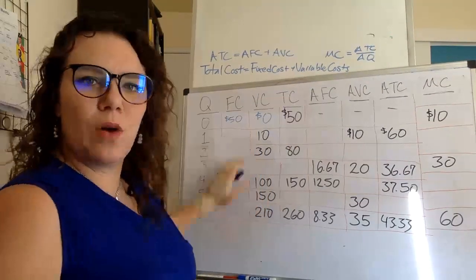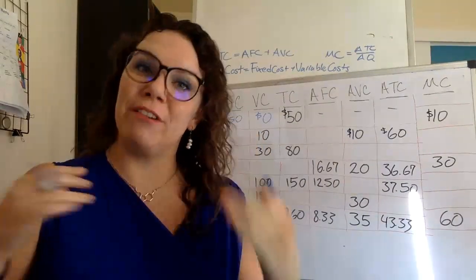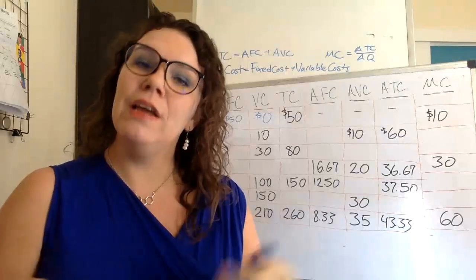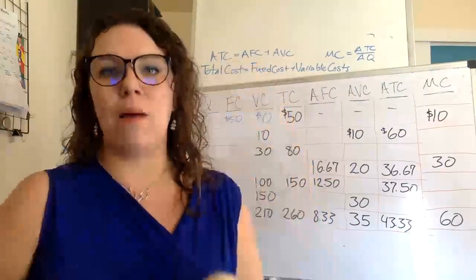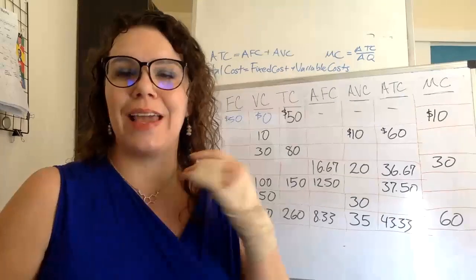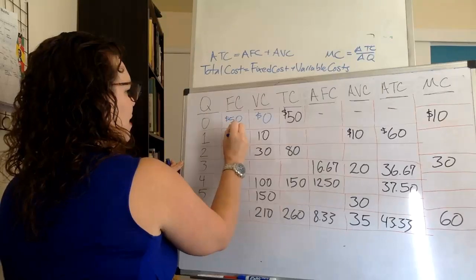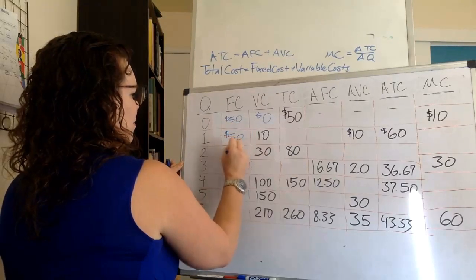And that's going to be the same all the way through. Remember, that's why they're called fixed costs. They're fixed in the short run, they can't be changed. Variable costs are going to fluctuate up and down as we increase and decrease production, and variable costs can be changed in the short run. So let's go ahead and fill in the fixed cost column.